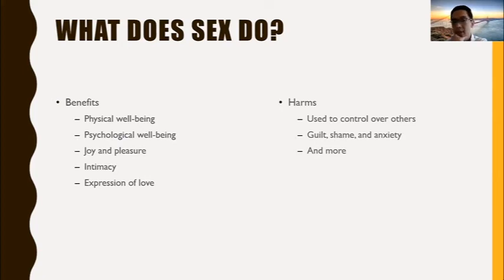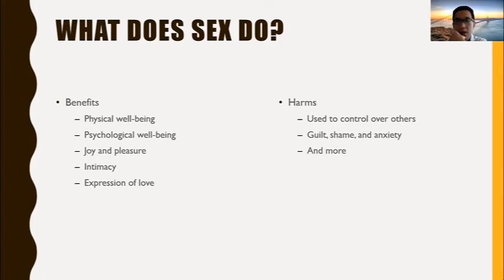Sex may also bring harms to people, because sometimes sex can be a way to control the other person. People sometimes use sex to control the other person, like: if you don't do something, I will not have sex with you, or if you don't do something, I will do something to you during the sex.